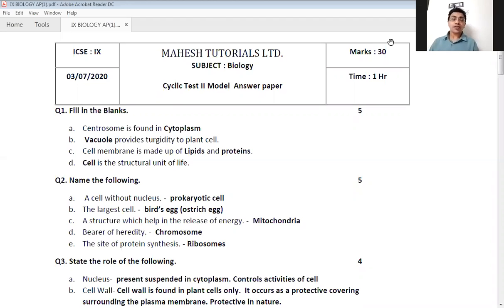The paper was for 30 marks. Let's start with the first question. The first question was fill in the blanks. Let's discuss something about the fill in the blanks here.